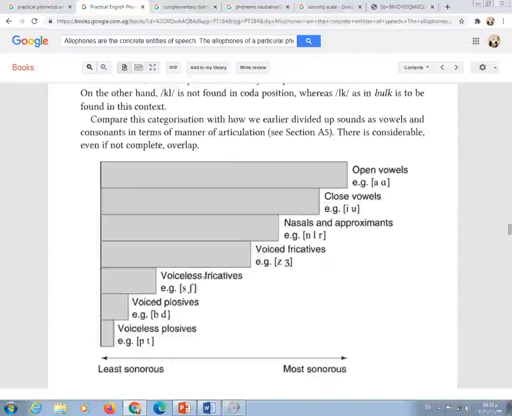On top of the scale we have open vowels, and at the bottom of the scale we have the voiceless plosive consonants. A very important and nice thing to know about the degree of sonority, loudness, noise, strength, and hearing capacity of each kind of vowels and consonants.